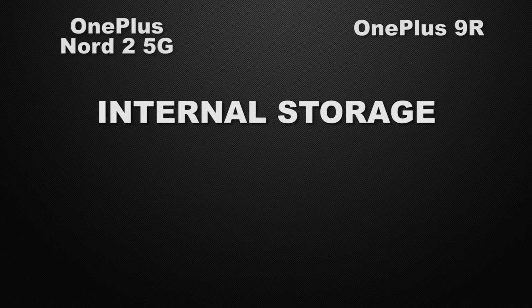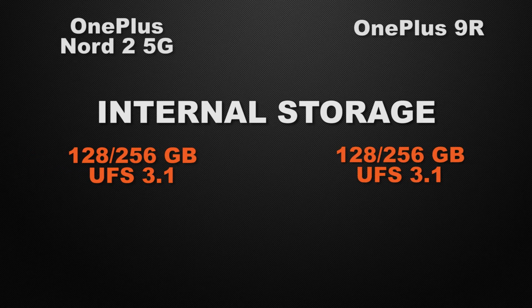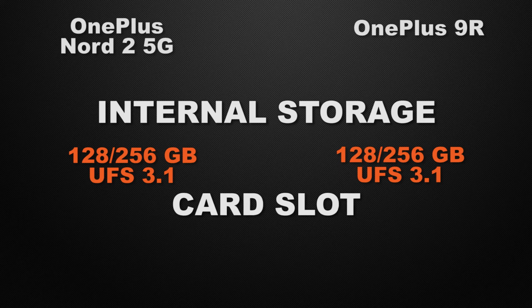Let's talk about the internal storage of the devices. Nord 2 comes with 128 and 256 GB of storage, whereas 9R has 128 and 256 GB of storage. So it's a tie because both of the devices have the same storage option. And about the external storage of the devices, Nord 2 does not have any card slot, whereas 9R also does not have one, so it's a tie.